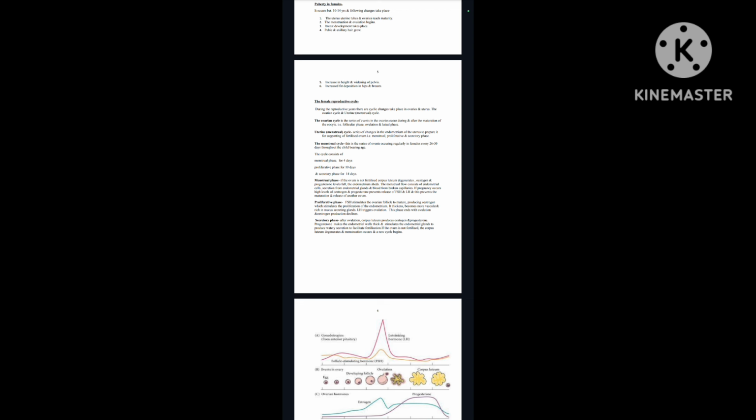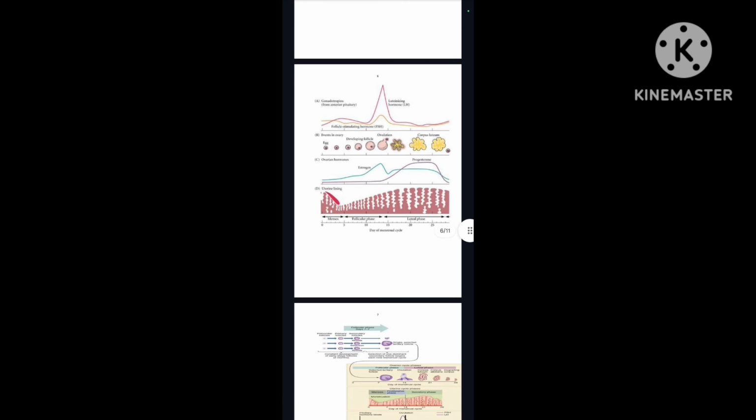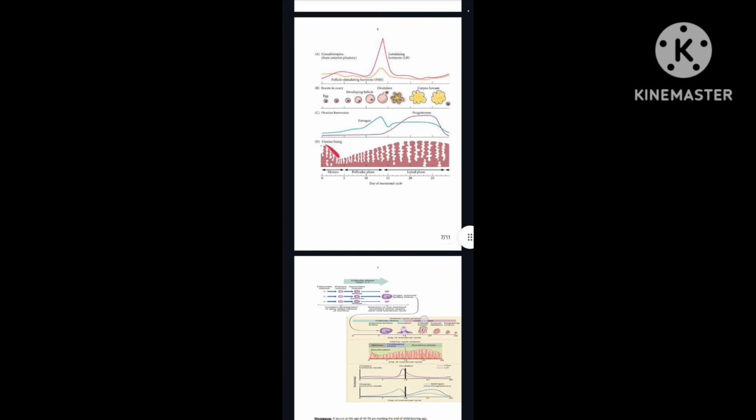And the menstrual cycle. This is the series of events that occur regularly in the female every 26 to 13 days throughout the childbearing age. The cycle consists of the menstrual phase for 4 days, the proliferative phase for 10 days, and the secretory phase for 14. Now you can read this: menstruation phase, proliferative and secretory phase. This is the cycle of the menstrual days of the menstrual cycle.